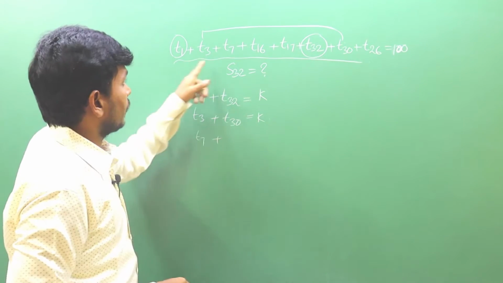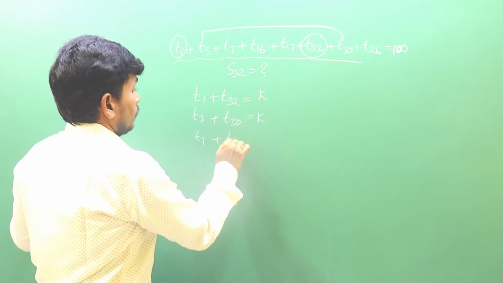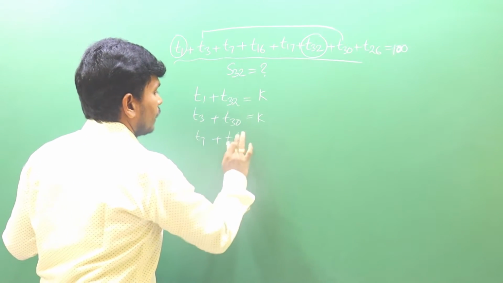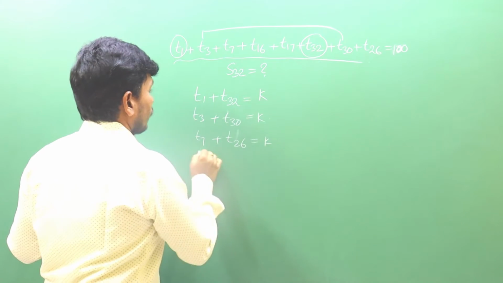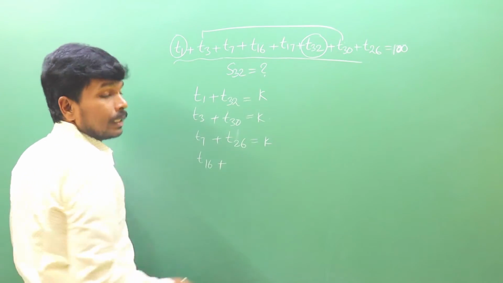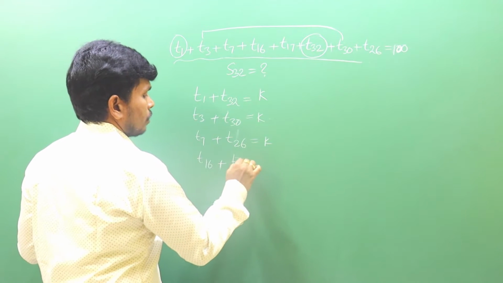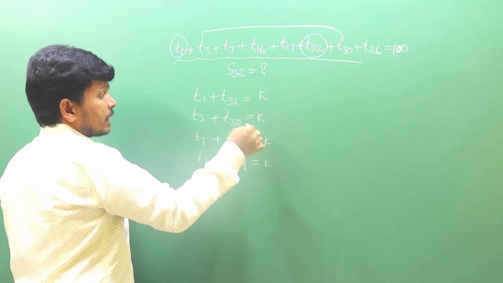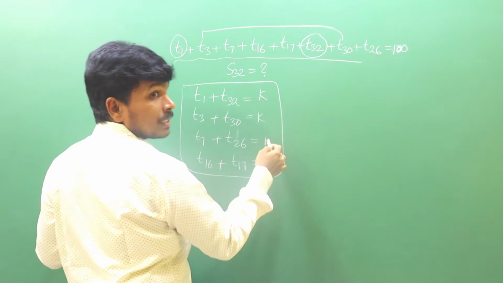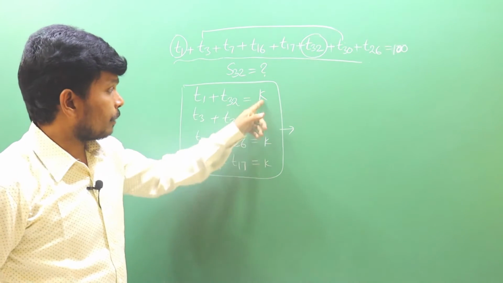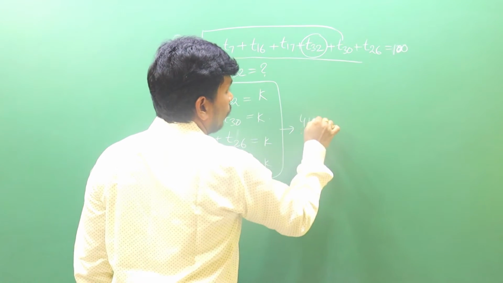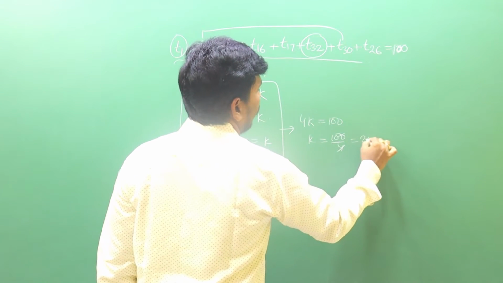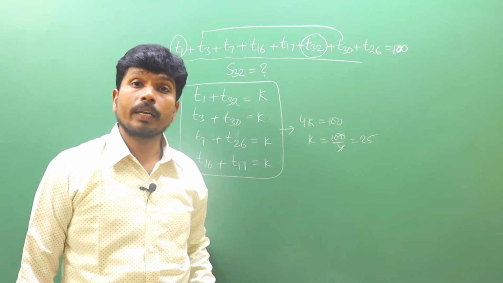And T7 is the seventh term from the beginning, and the seventh term from the end is T26, that is also k. And the 16th term from the beginning and the 16th term from the end is T17. So T16 plus T17 is equal to k. Add all these: k plus k plus k plus k, you get 4k. 4k equal to 100, so k is 100 by 4, which is 25. So the constant k value is 25.